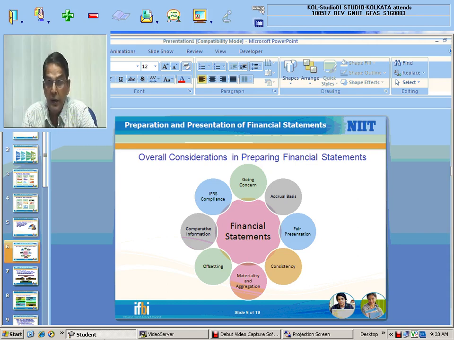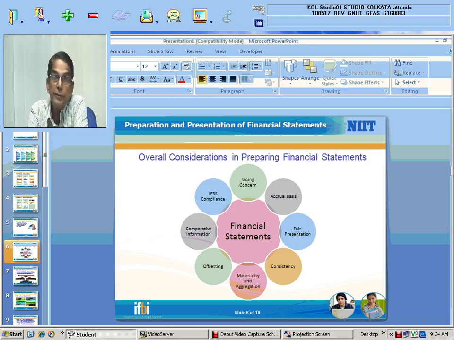Materiality and aggregation, another very important basis for preparation of financial statements, which requires each material class of similar items shall be presented separately in the financial statements. Material items which are dissimilar in nature or function should be separately disclosed. So land and building cannot be clubbed with plant and machinery. These are materials of dissimilar nature. So each material class of similar items shall be presented separately in the financial statements, and material items which are dissimilar in nature or function should be separately disclosed.